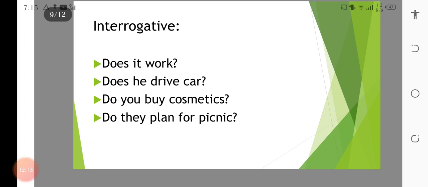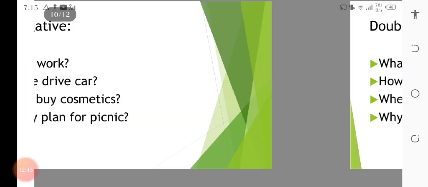In interrogative, these are the sentences. Now keep focusing, I have told you about the interrogative and double interrogative. Does it work? What will you answer? Yes or no? No details required here. Does he drive a car? Yes. It's simple. Do you buy cosmetics? No. Do they plan for picnic? Yes. Means you can answer in a single word, either yes or no.